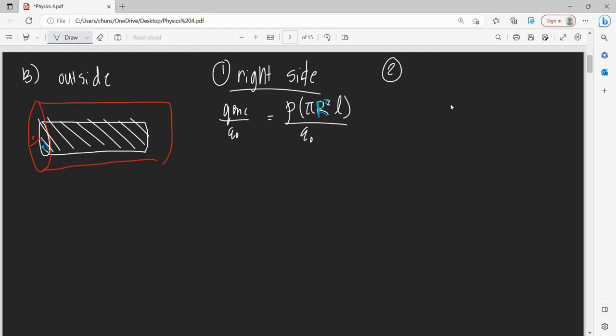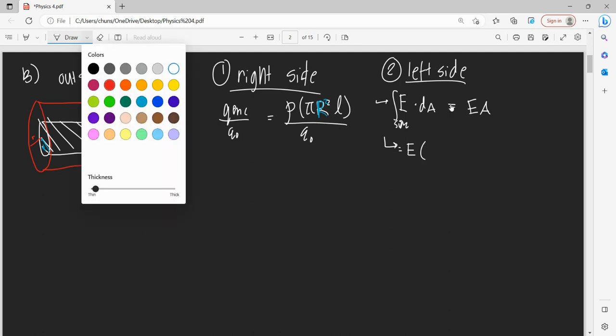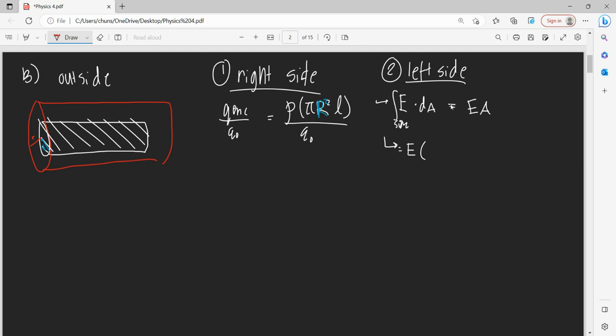If we do our left side now, it's the same thing, but now we want to use our Gaussian surface. So this then becomes our side times dA. I'm just going to shortcut. And then this gives our area, and we want to use the area of our Gaussian surface. So then this is 2 pi little r L.